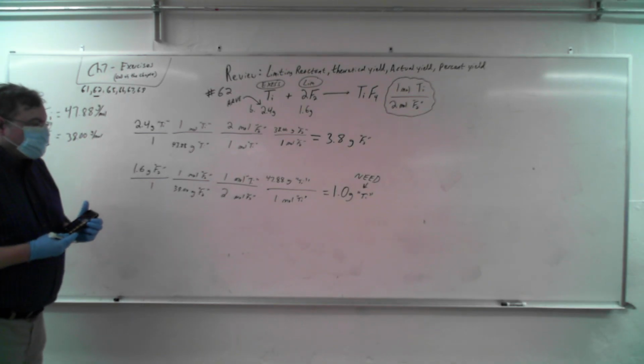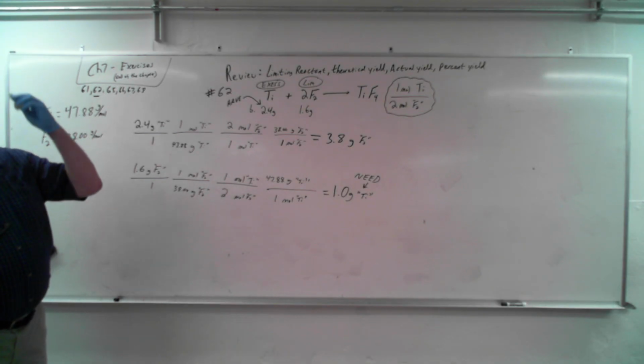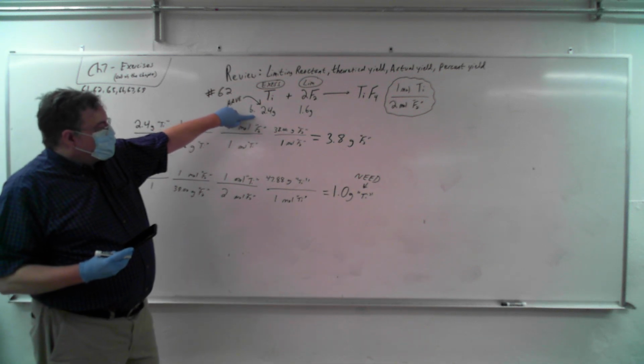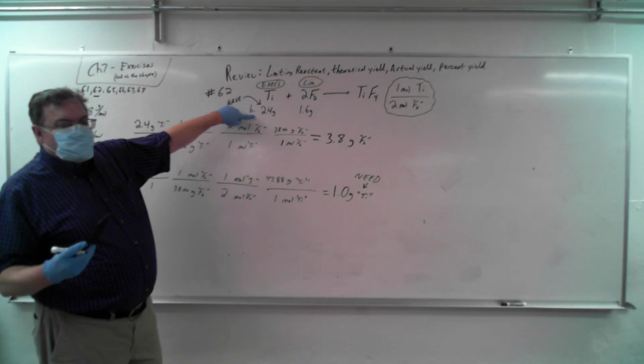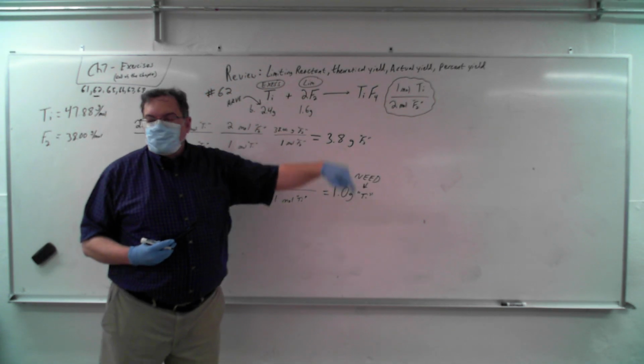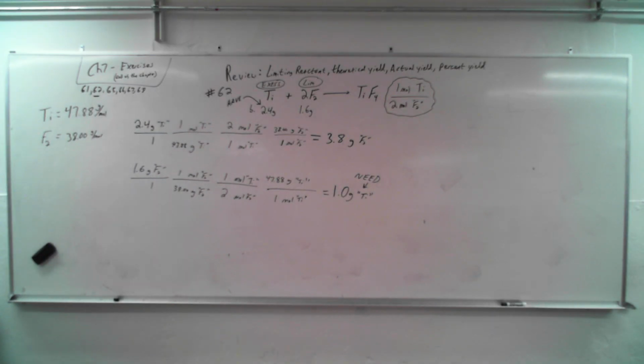We need 1 gram of Ti, but we have way more of it than we need, right? We need 1.0 grams, but we have 2.4 grams. So that's in excess, which necessarily makes the F2 limiting. Same conclusion. I'm just showing you that you come to the same conclusion regardless of which one you pick.